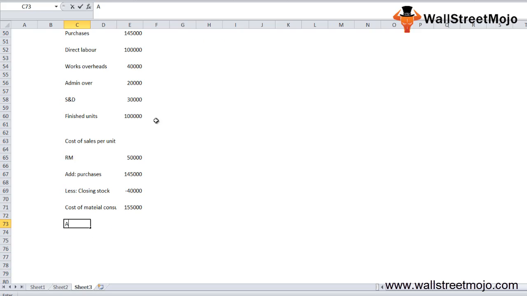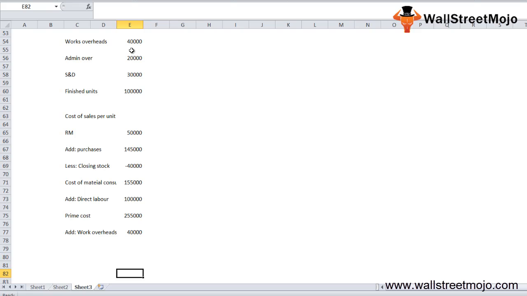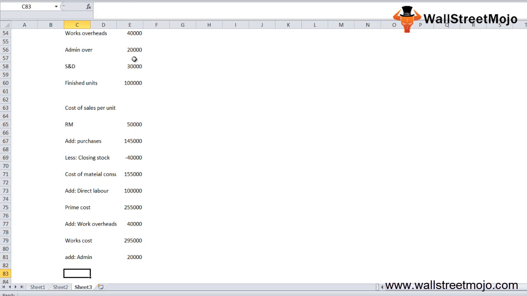Over here we add direct labor, and we get what is called the prime cost. We'll add both of these. Then we add work overheads, which is 40,000. That gives us works cost of 2,50,000 plus 40,000. And finally we add admin overheads, which is 20,000, and that gives us the cost of production.